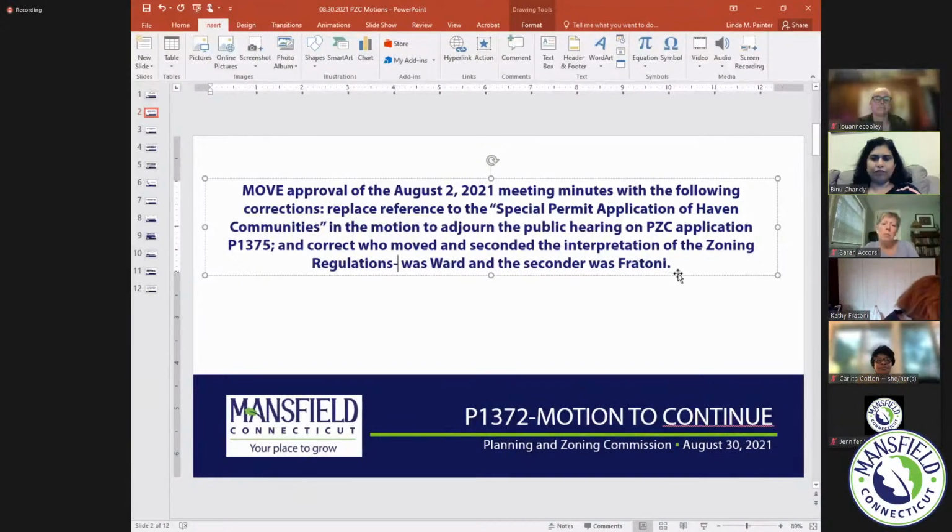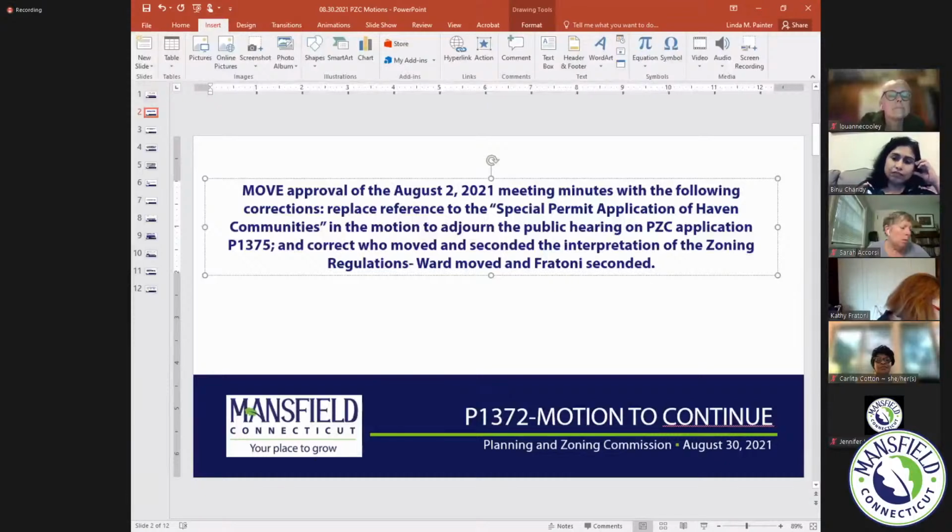Sorry for doing this while you're waiting. Do those corrections reflect what were identified? What was that, Linda? Is what's shown now the corrections in planning and zoning? Planning and zoning, yes. Okay, we got it. So now there's a motion. Now you just need someone to move and second. Okay, who would like to move it?